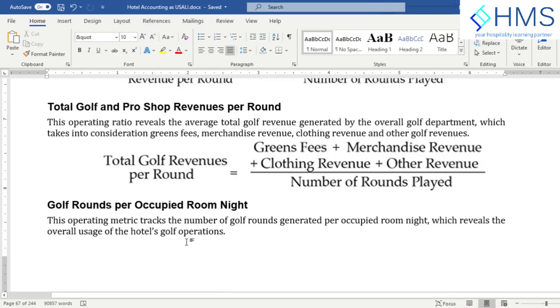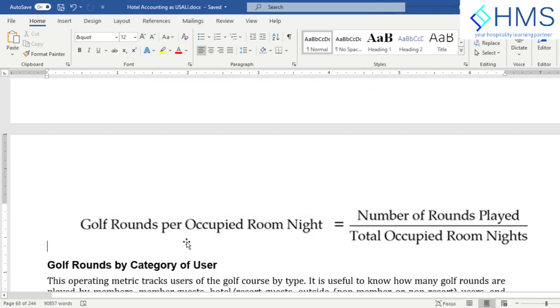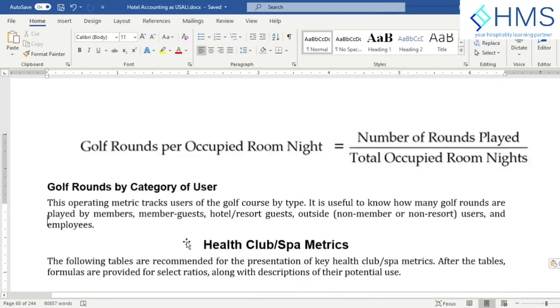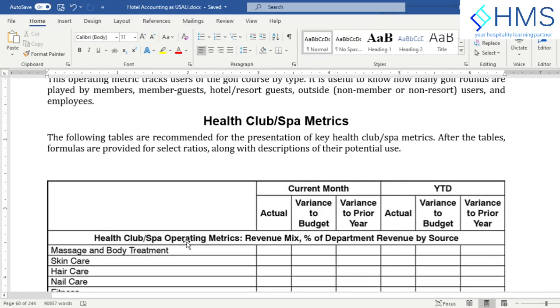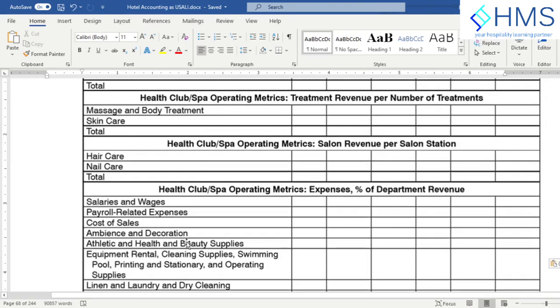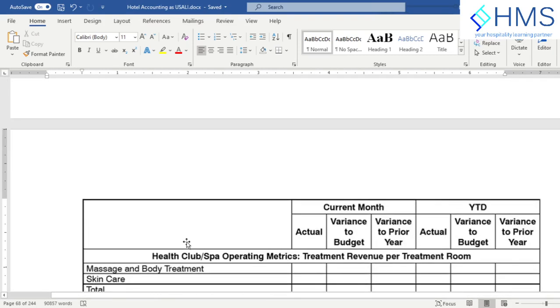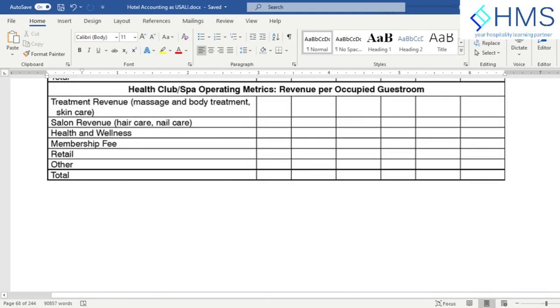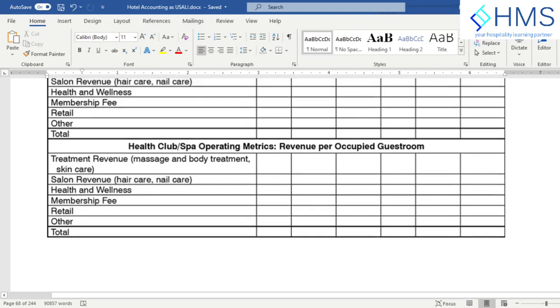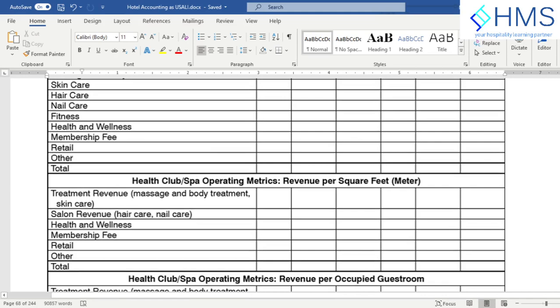Then you have clothing revenue, again divided by the number of rounds played, and then the golf rounds per occupied room night is the total number of rounds played divided by the total occupied room nights, and then you have it by user department. Now the health club and spa metrics are slightly different. So here, you are calculating the total of your treatment revenue, skincare revenue, healthcare revenue as a percentage of the total department revenue. This is so that you can understand the ratio of each individual line item to the total operating revenue.